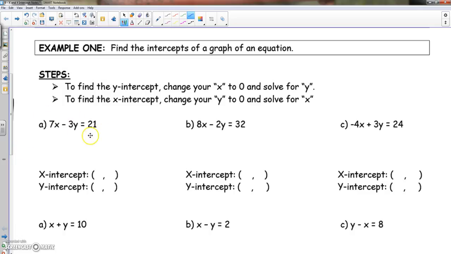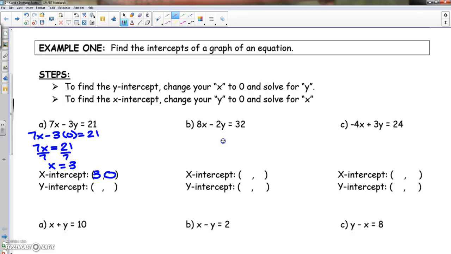So the first time I'm going to solve for the x-intercept. So that means I want to isolate x, which means I need to get rid of my y. And that's where the steps come into play. So I'm going to replace this y with a 0 and then solve for x. So the first time I go through, I'm going to have 7x minus 3 times 0 equals 21. Well, that basically eliminates this right here, and I'm just having 7x equals 21. Divide both sides by 7, x equals 3. So my x-intercept is 3, 0.